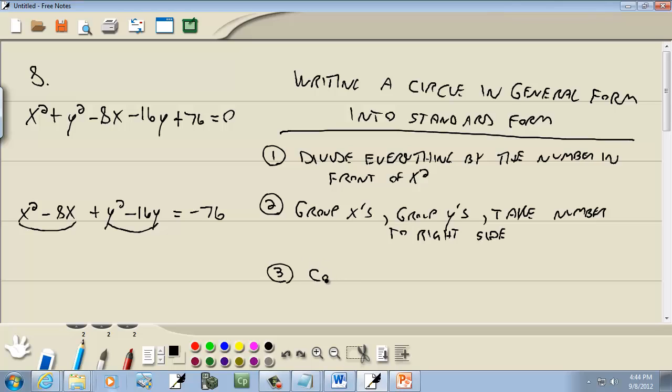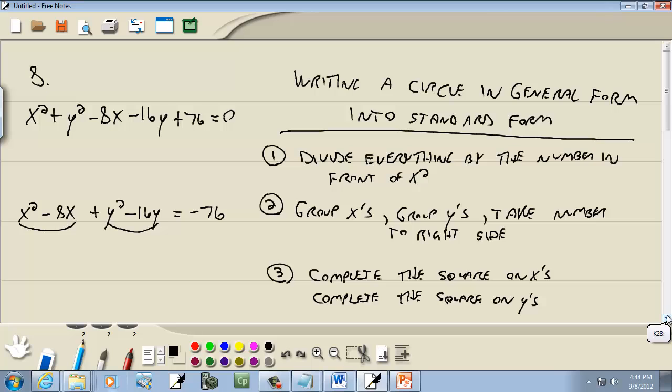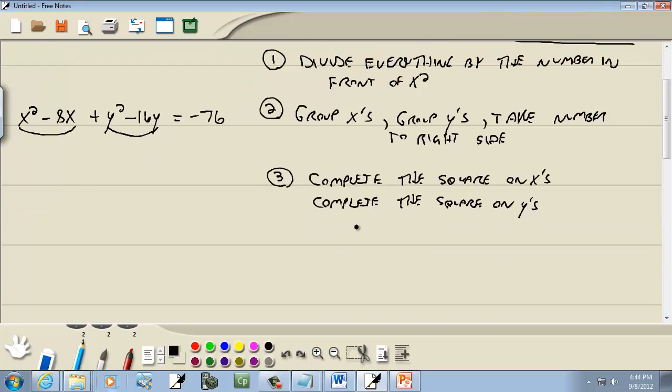Well, step 2. Complete the square on the x's and complete the square on the y's. And let me do part of it here.